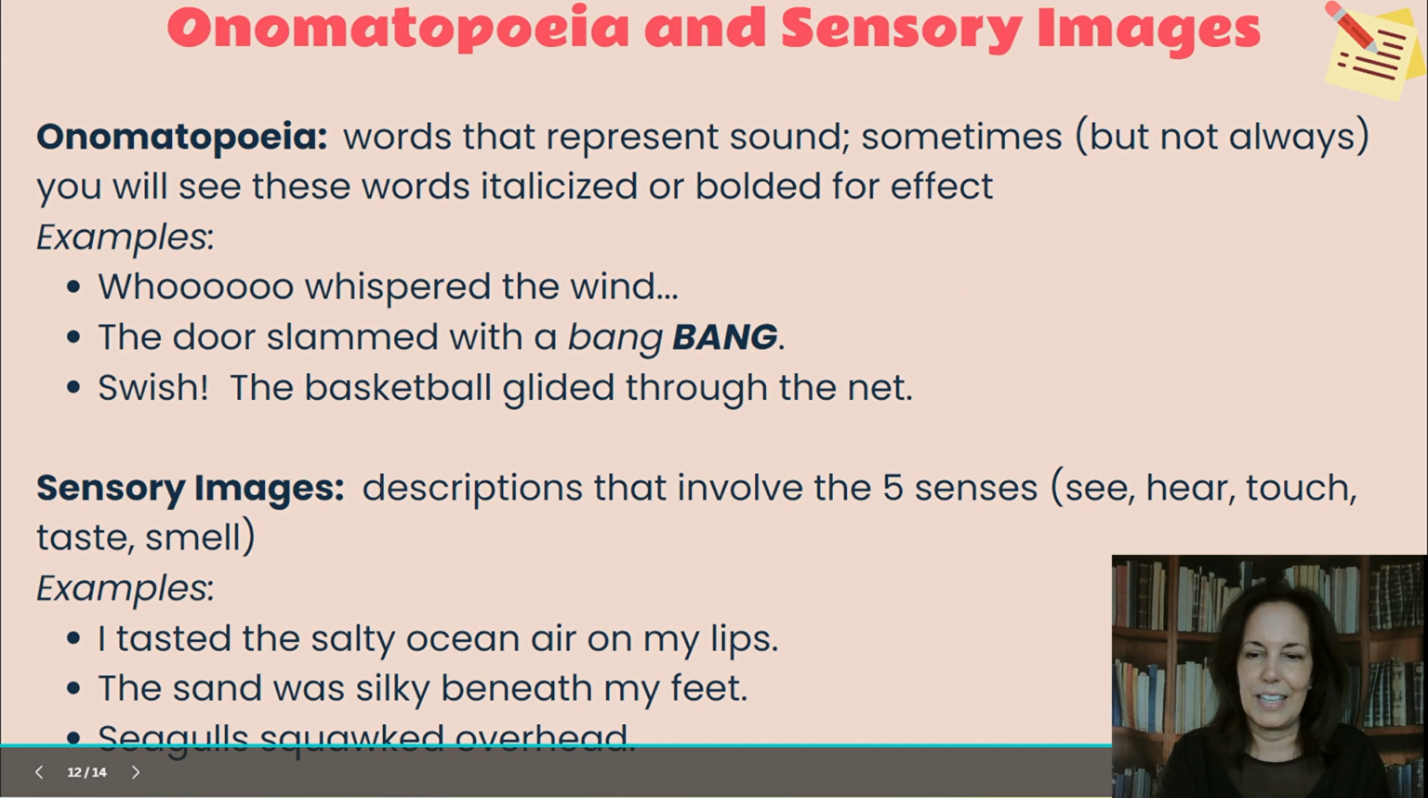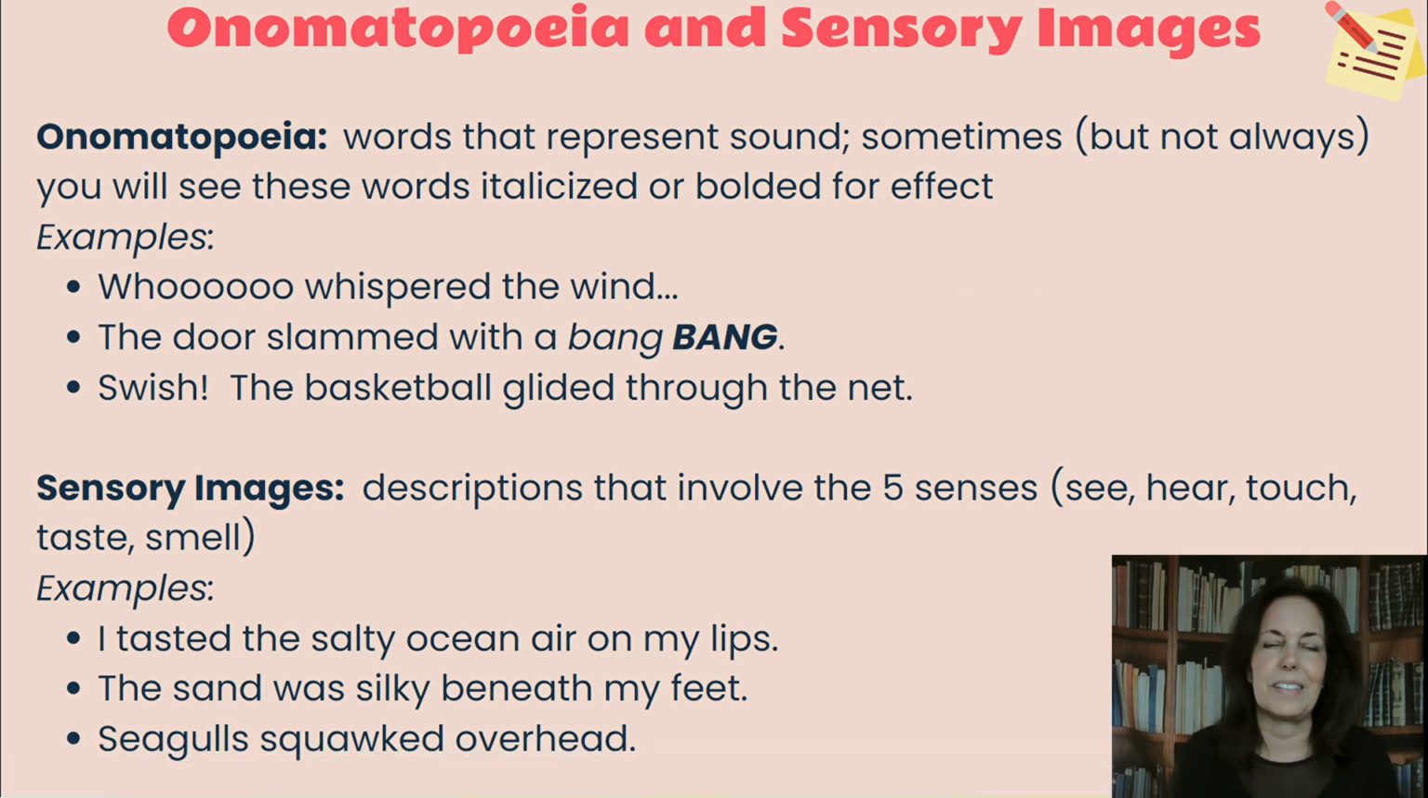Okay, let's get into onomatopoeia and sensory images. Onomatopoeia are words that represent sound. Sometimes, but not always, you will see these words italicized or bolded for effect. Example: "Ooh," whispered the wind. The door slammed with a bang, bang. Swish, the basketball glided through the net.